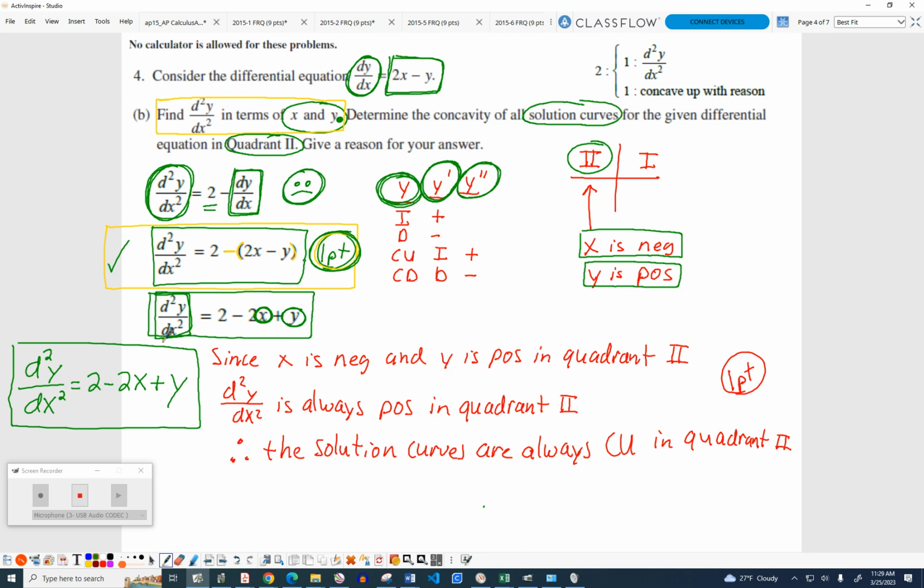So make your best judgment. This one I'm going to let you judge yourself. If you need help, I'll come read it. Don't read it to me, it gets too long. But basically, you just judge whether they are saying what I just said. Because in quadrant 2, every x coordinate is negative, and every y coordinate is positive, therefore the second derivative of the solution curve in quadrant 2 would always be positive, so the solution curve would always be concave up in quadrant 2.